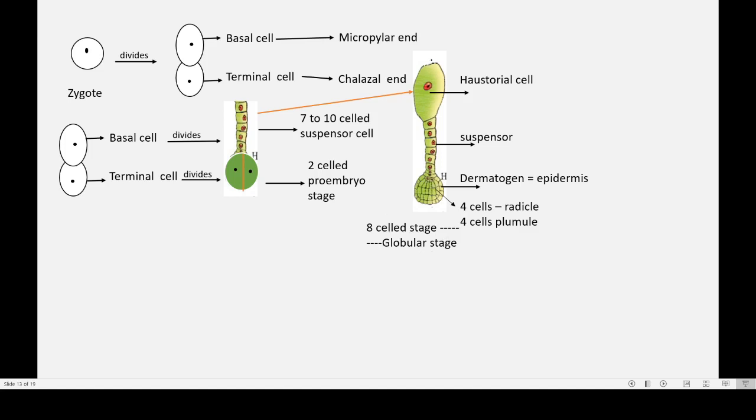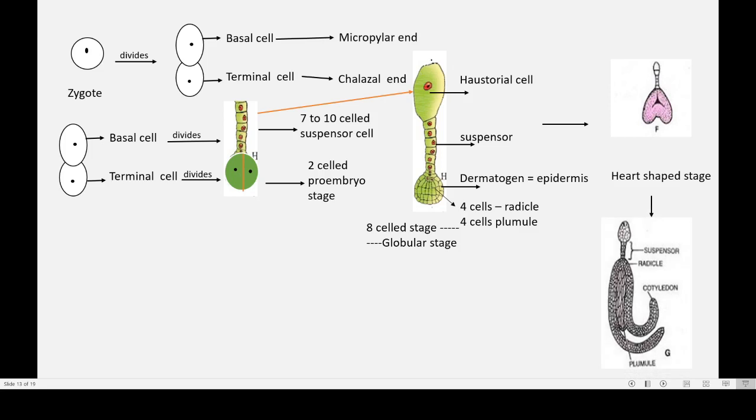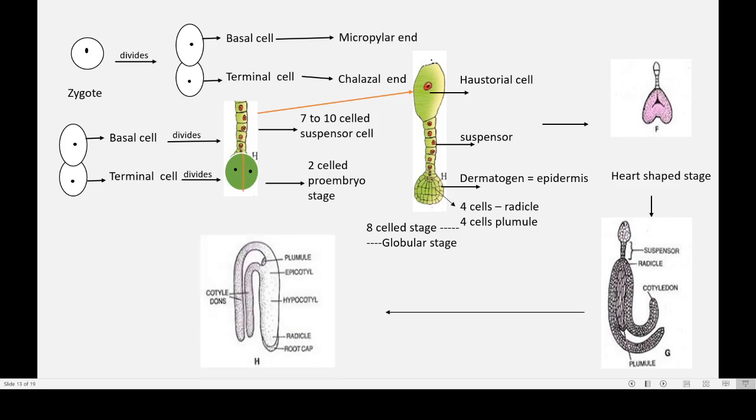Now this complete structure will develop into heart-shaped stage, and then we'll be getting the actual embryonal stage. This is the embryo in early stages, and then we'll be getting the mature embryo. This is the mature embryo where you will find there is a development of cotyledons. Here you can see 2 cotyledons are present.